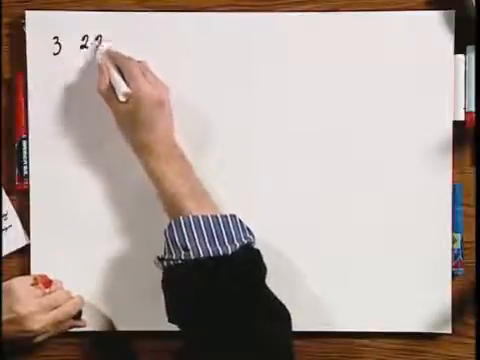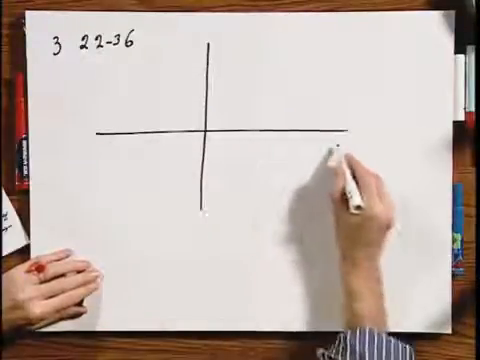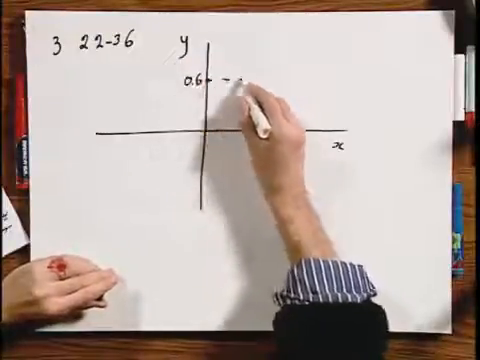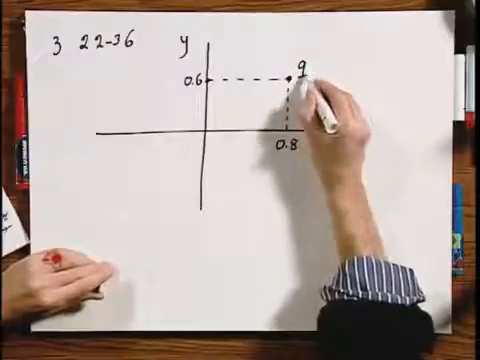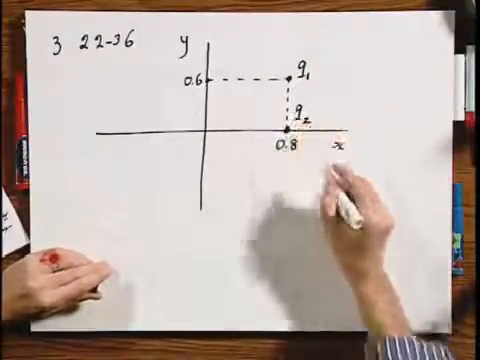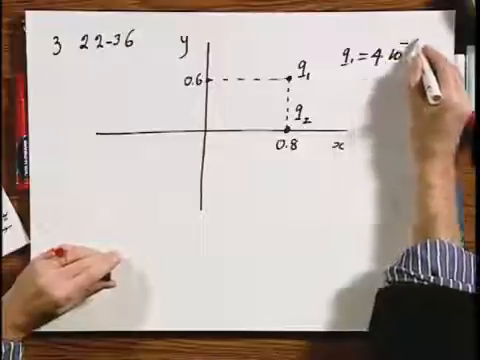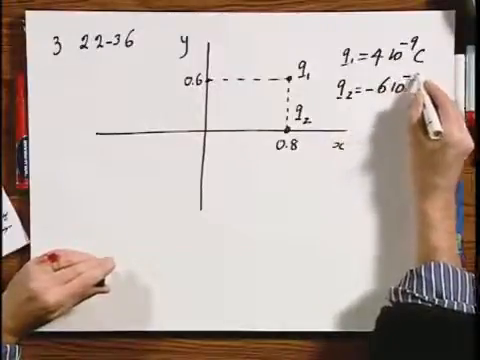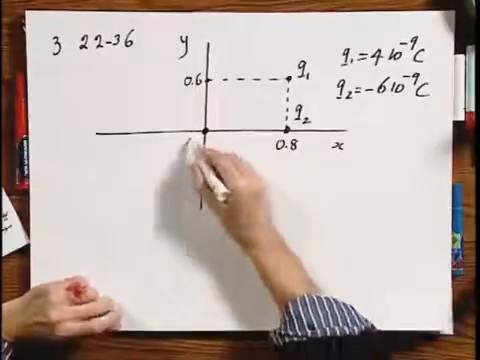So let's now turn to problem number 3, which is 22.36. We have a y and we have an x-axis. This is x and this is y. And there is a charge, Q1, at these locations in x and y. Here is Q1, and there is here a charge Q2, and Q1 is positive, is 4 times 10 to the minus 9 Coulomb, and Q2 equals minus 6 times 10 to the minus 9 Coulomb. And you're being asked what is the electric field at the origin O.